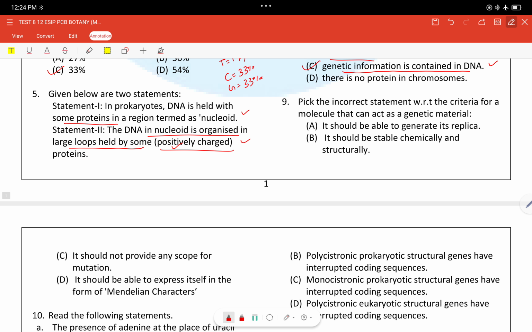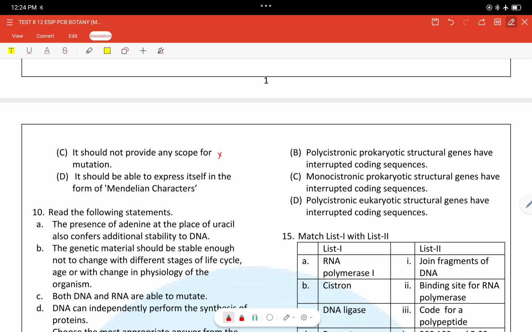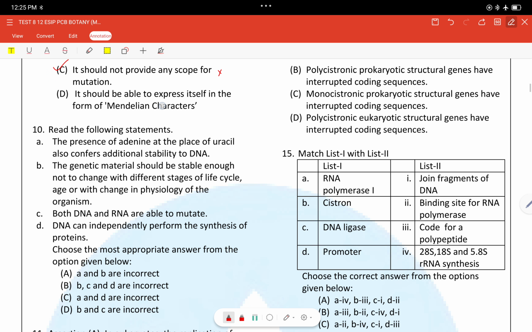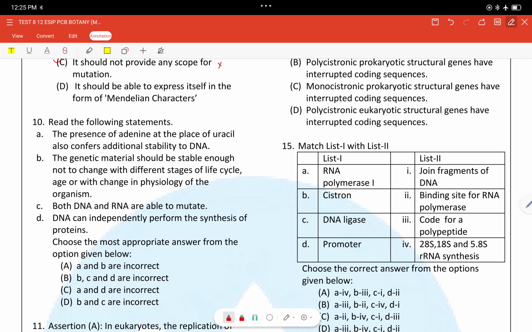If we consider properties of genetic material, then it should be able to replicate. That is correct. It should be stable chemically and structurally. That is also correct. It should not provide any scope for mutation. That is incorrect. It should provide scope for slow mutation. So the answer is C.